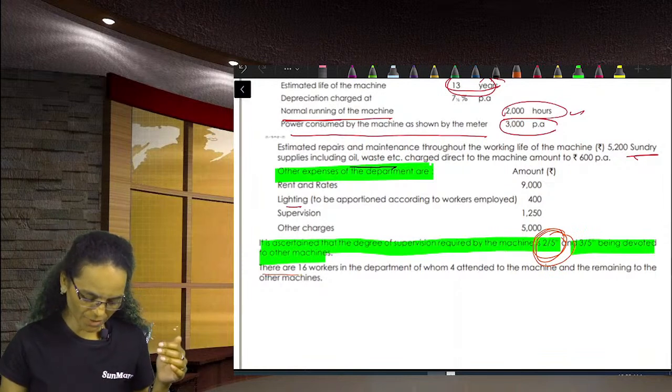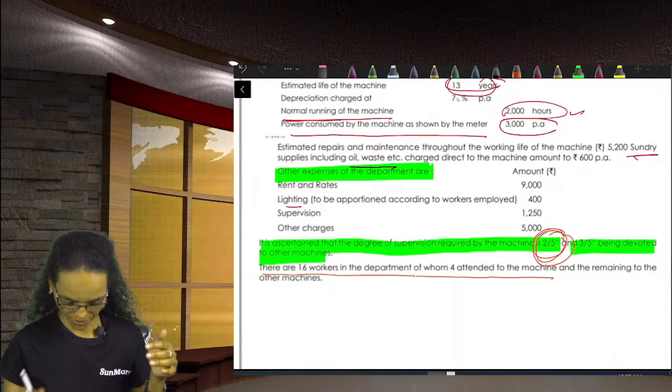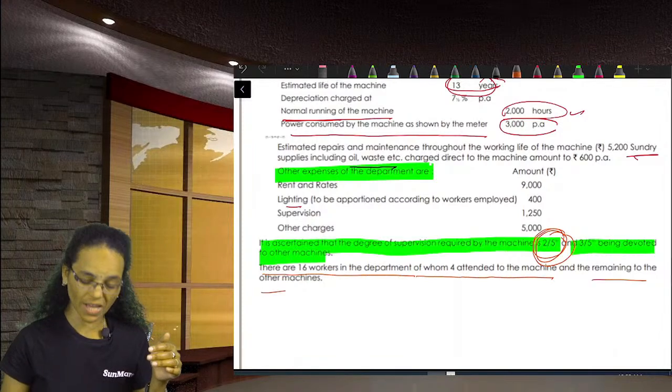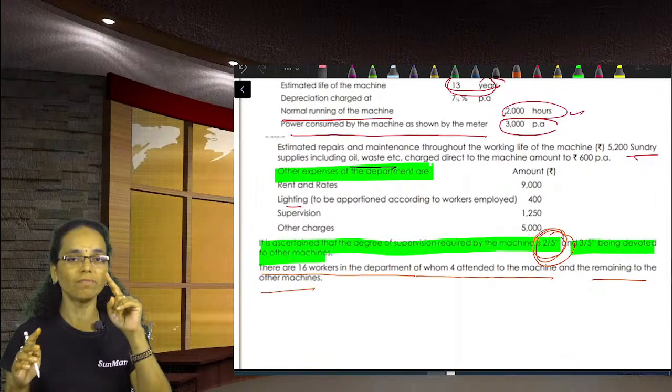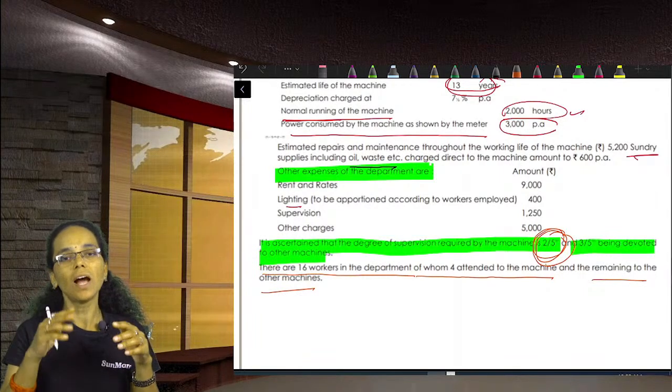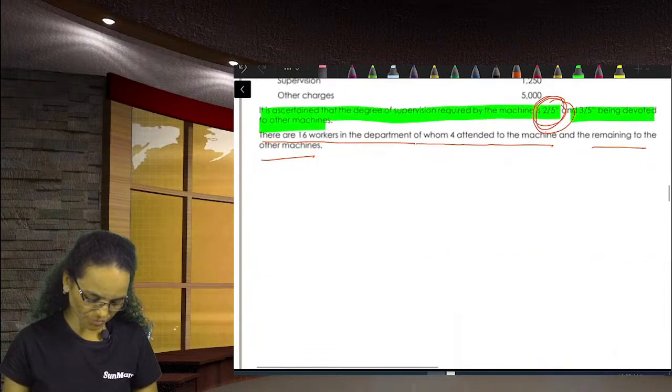There are 16 workers in the department, of whom 4 attend to this machine and the remaining to the other machines. See, we have 16 workers in the department, but 4 of them are working for this particular machine and the remaining 12 are working for other machines.